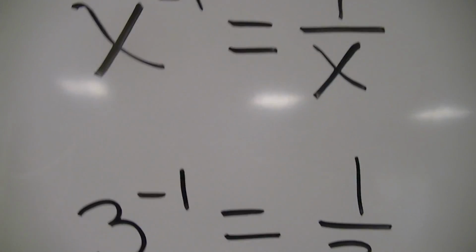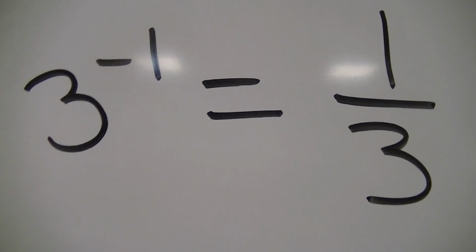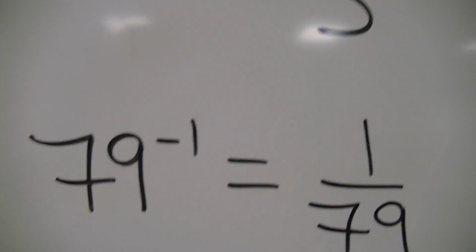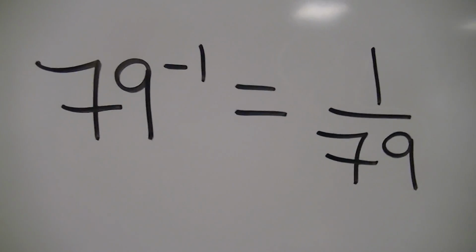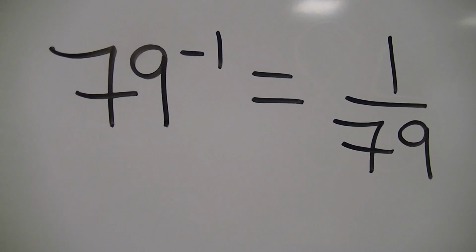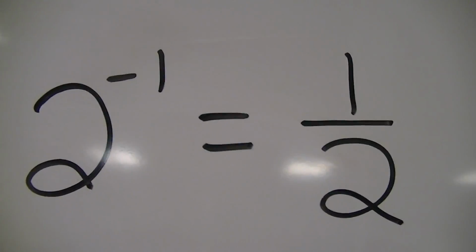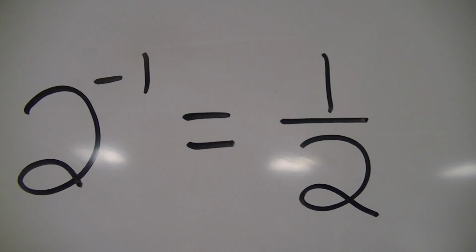Let's look at another example. If I have 3 to the negative first power, that's the same as 1/3. If I have 79 raised to the negative 1 power, that's the same as 1 over 79. What if I have 2 raised to the negative 1? That's right, it's going to be 1/2.